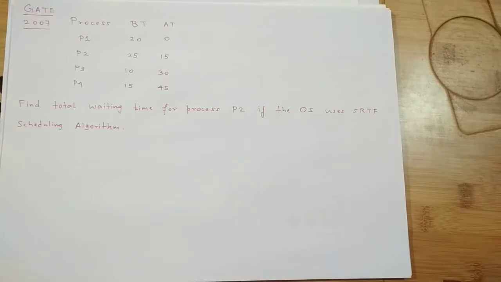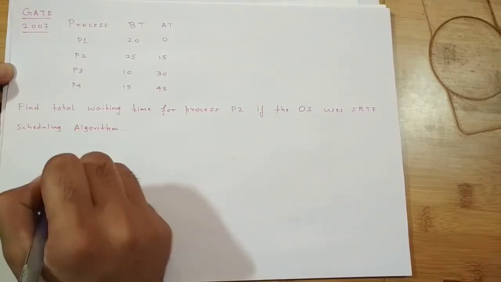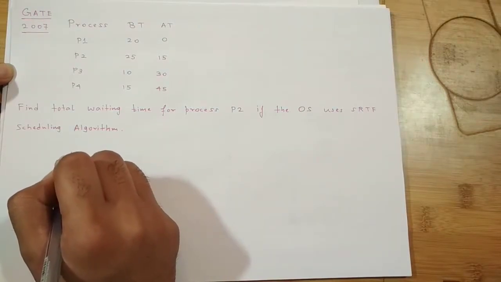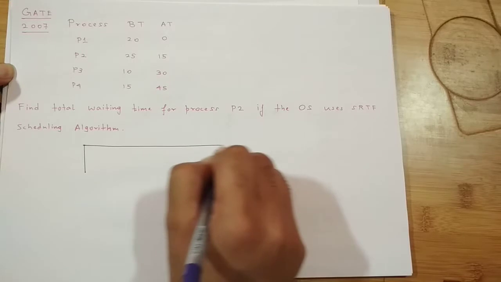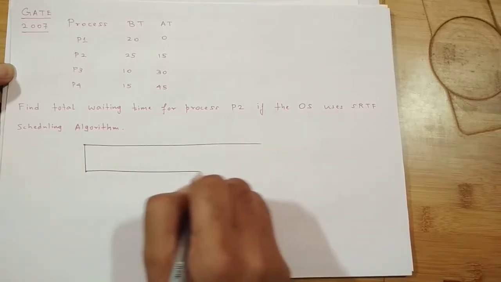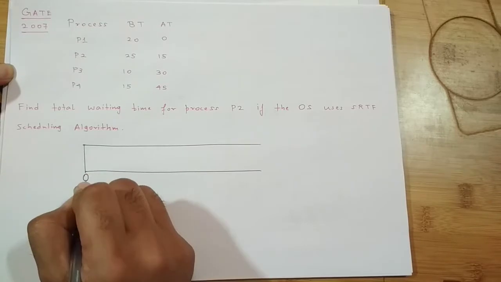So let's see how this problem can be solved or how we could arrive at the final answer. Now, in order to solve such questions, once again, we will make use of a Gantt chart. So let's see how this is done. So I'll have to make use of a Gantt chart. And as always, we'll start from time 0.